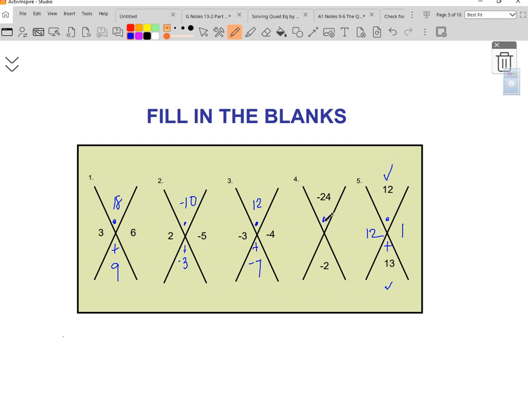How about for number 4? What are the two numbers? Negative 6 and 4 does give me negative 24 when I multiply it, and does give me negative 2 when I add it. So that's a big part of this Berry method of factoring. All right, my guys that weren't here yesterday, you good with that? Alana, you're good? Patience, you're good?